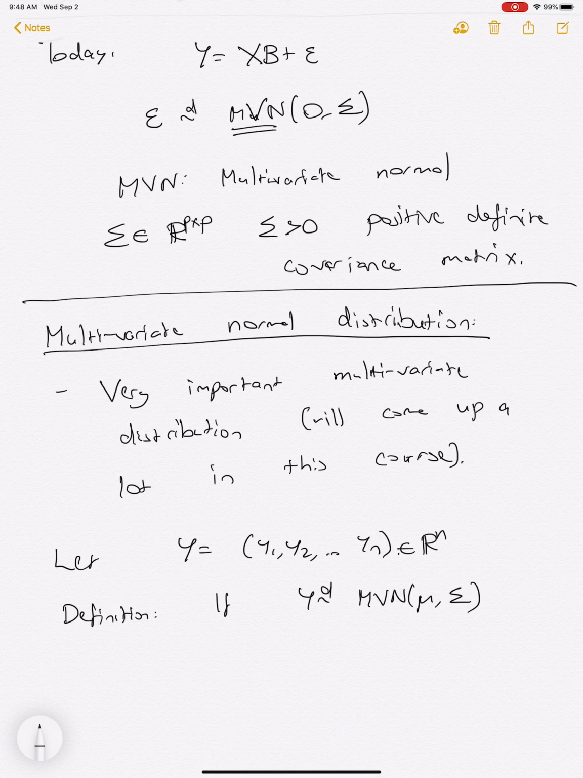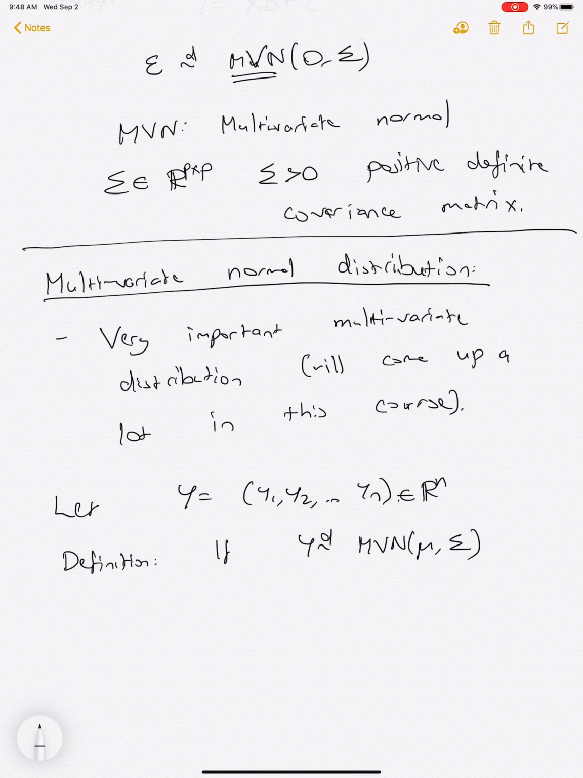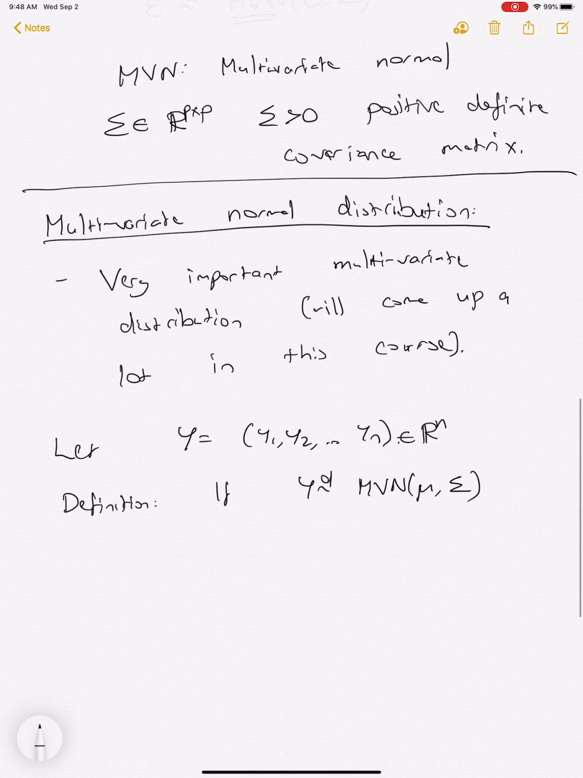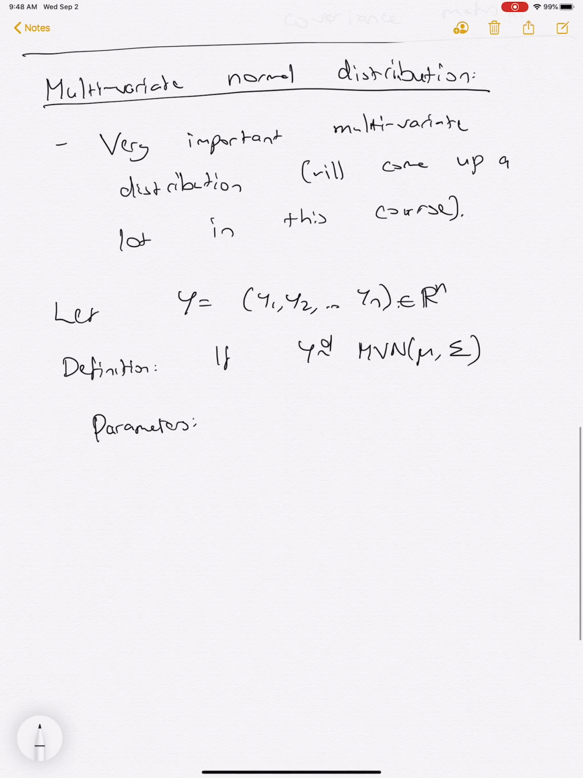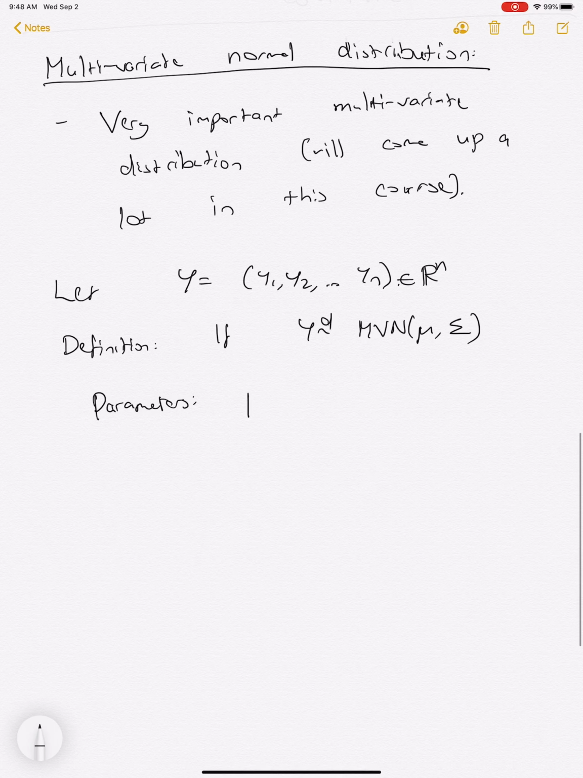Its definition is this: if we have an n-dimensional random vector y, we say that y has a multivariate normal distribution with parameter mean mu and covariance matrix sigma. Remember that every distribution has parameters associated with it. Mu equals the expectation of y, so you can think of it as mu i equals the expectation of yi.